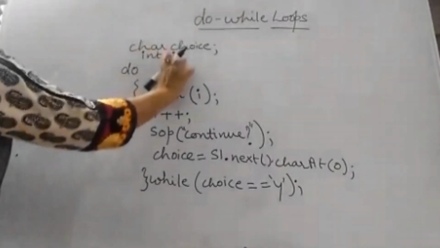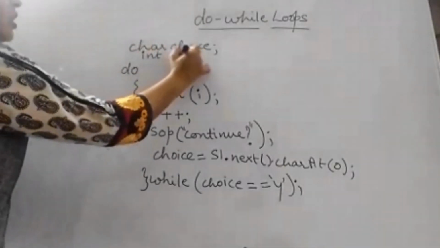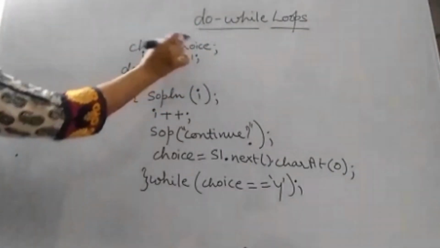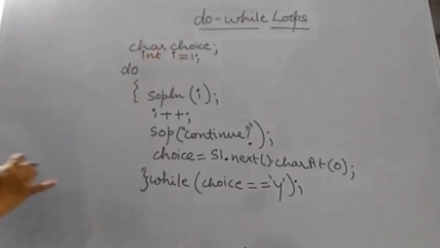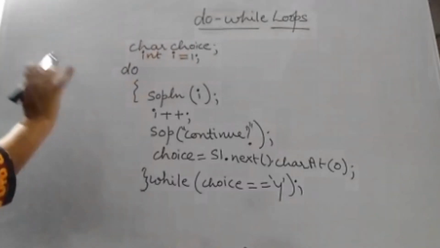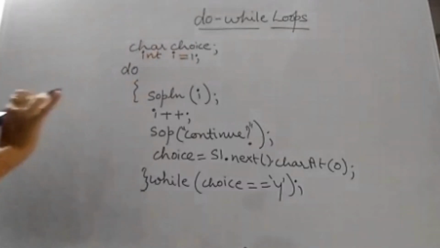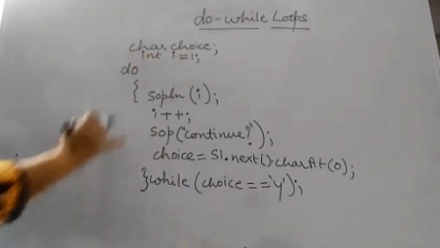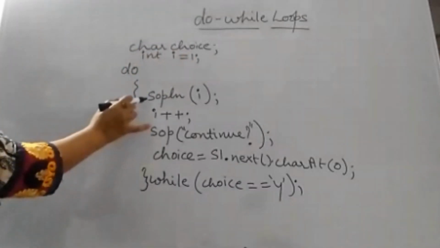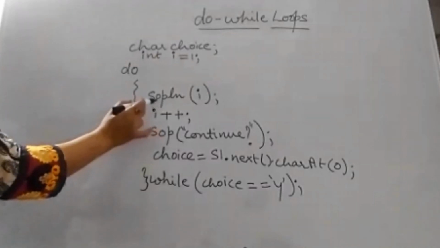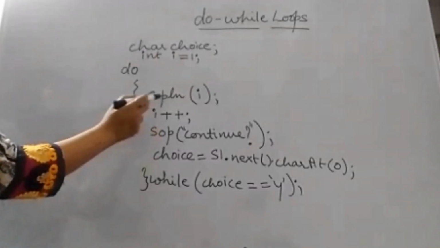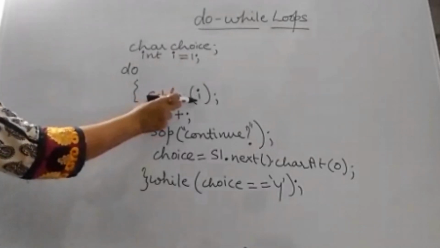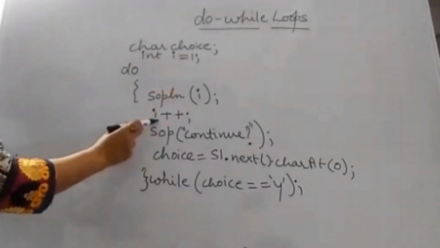So now let us take integer i is equal to 1. Now mind you, here this choice variable is not initialized, it is just declared. So it exists in the memory but it is not initialized. Then when we start the loop, you specify, of course, System.out.println(i). So the first time it will display i and then i will be incremented.